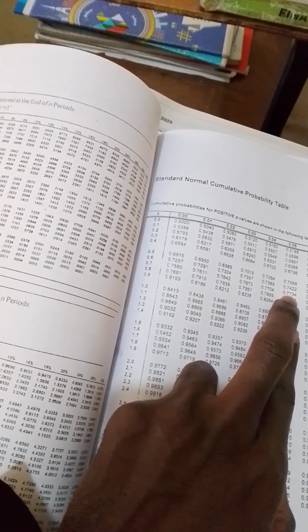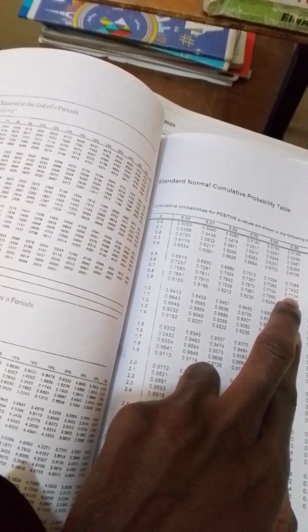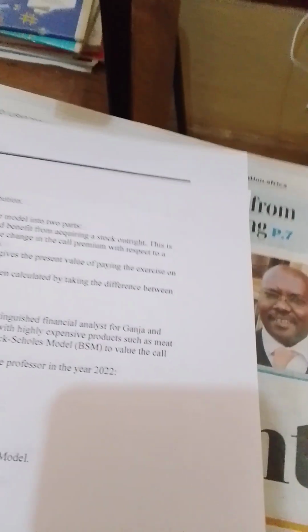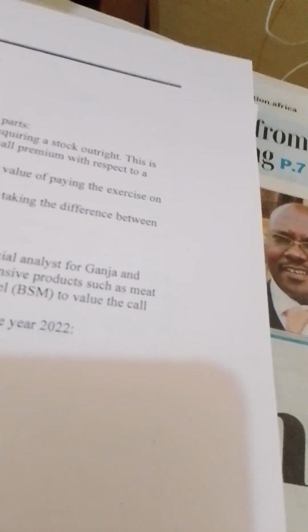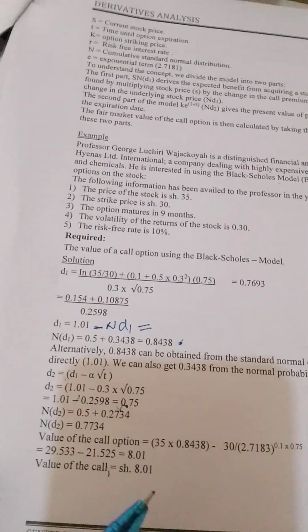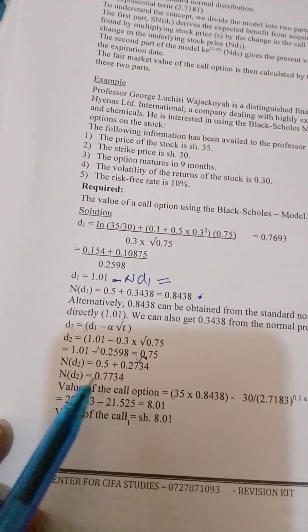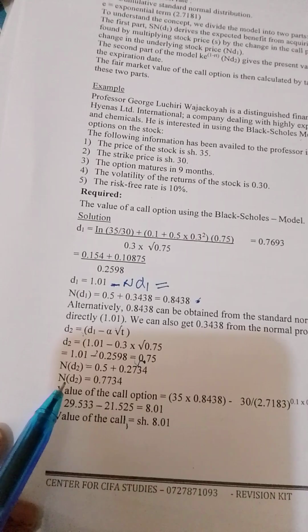So 0.7734. I think that is how we got that. That is how we got that 0.7. This answer here, 0.7734. So you got your ND2.